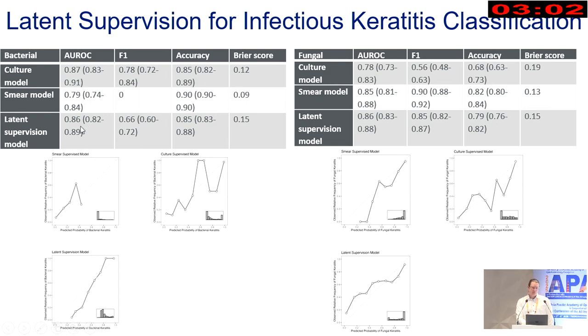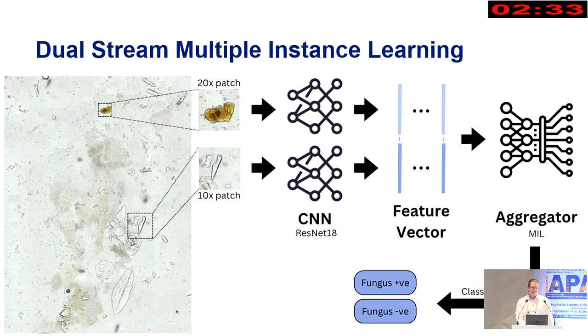Latent supervision performs quite well for both classes of keratitis, and these calibration curves show that these models are also better calibrated. So the closer this line is to the diagonal, the better calibrated your model is. So again, I think there are implications here for infectious keratitis, but also, this is an issue that we run into in medicine generally. And so I think similar approaches to this might help us move toward models that can do better classification and do so with better calibration.